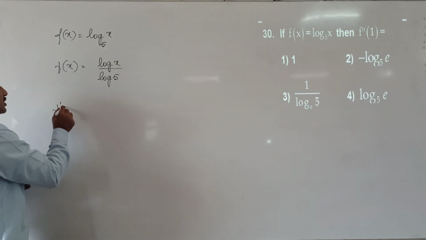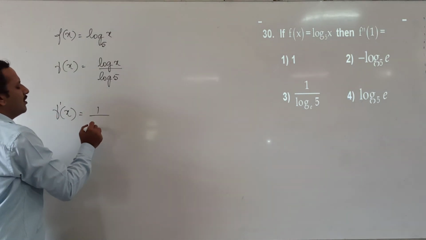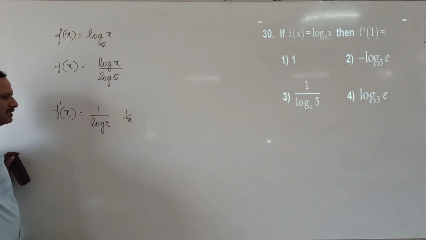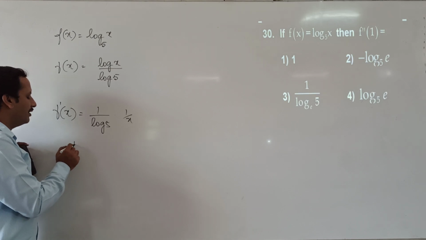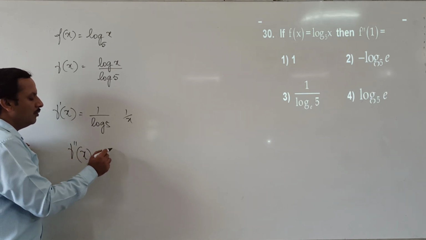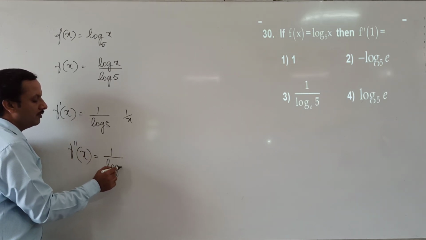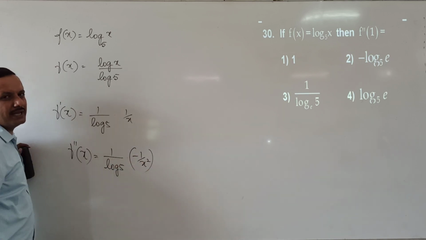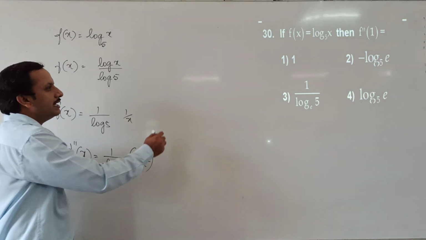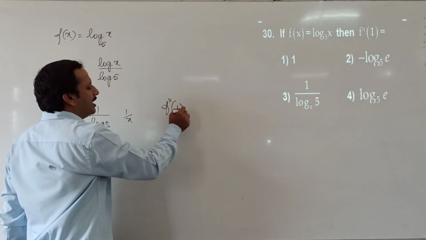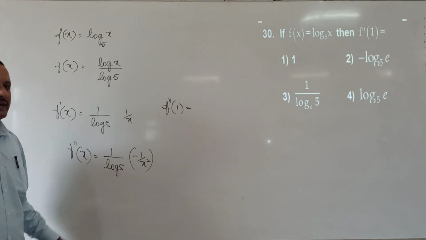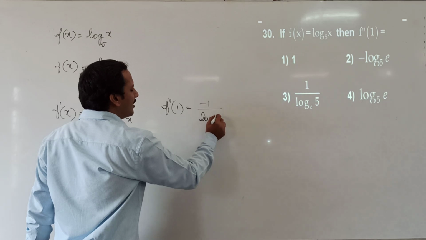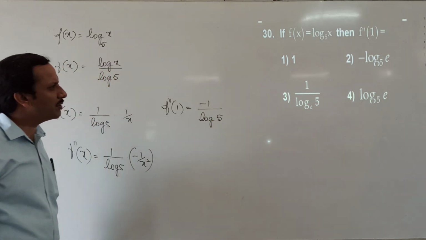Now find out f dash of x. This 1 by log 5 will remain as is. The derivative of log x is 1 by x. This is our f dash of x. Now f double dash of x is 1 by log 5 into the derivative of 1 by x, which is minus 1 by x square. We want f double dash of 1. Put x equal to 1. This will give you minus 1 by log 5.